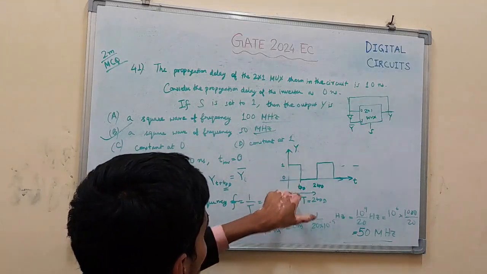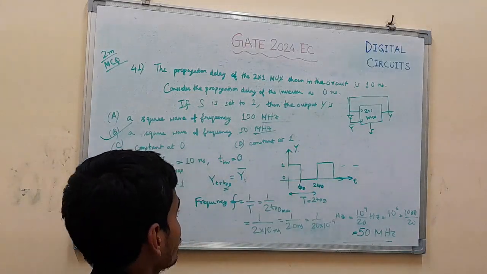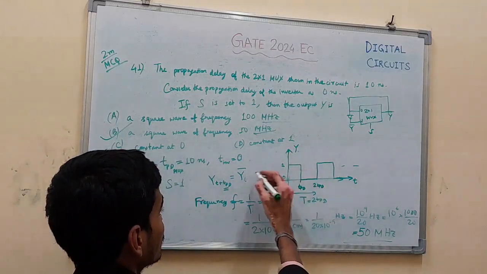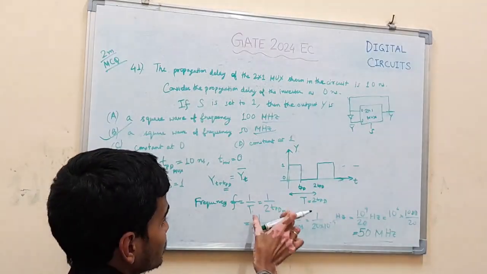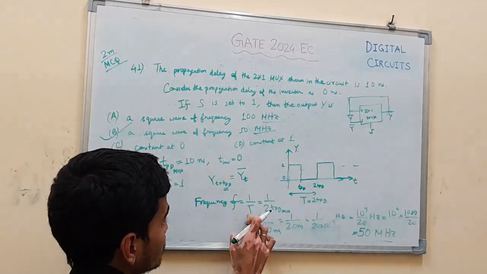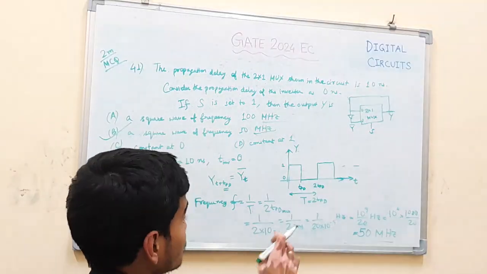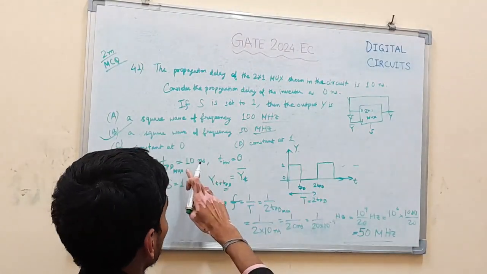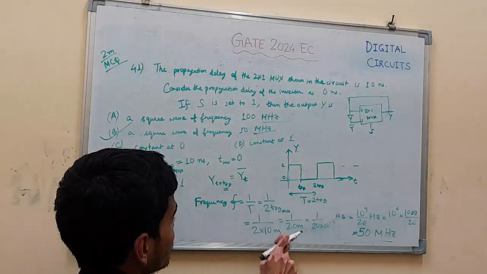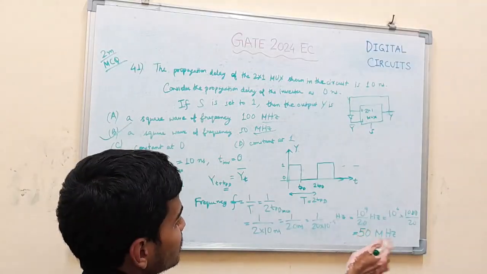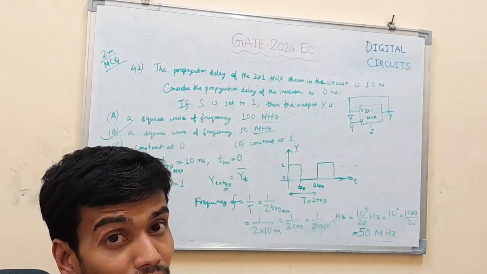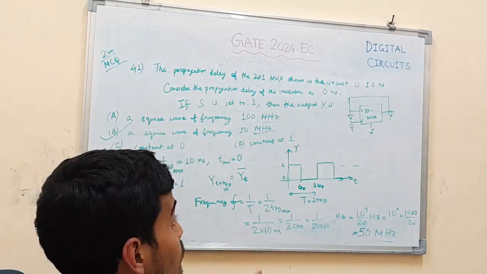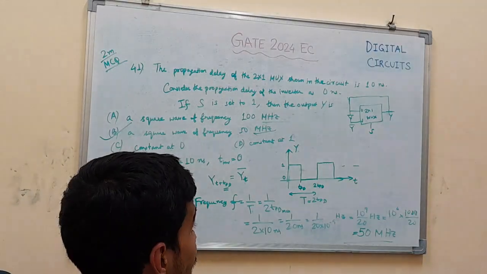Based on this, we can draw the waveform of the output Y, and from the waveform we can calculate the frequency by taking the reciprocal of the time period. Here the period is 2 times the propagation delay of the mux, so 20 nanoseconds, and 1 by 20 nanoseconds gives 50 megahertz. So I have explained the solution and also the steps to approach it and get the answer.